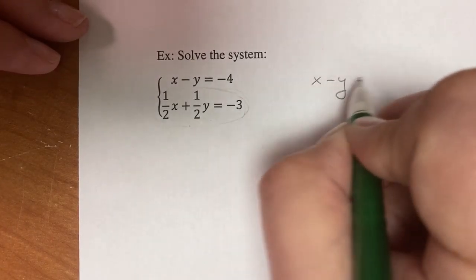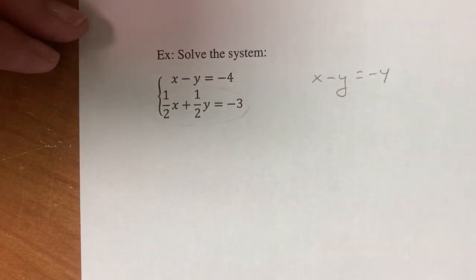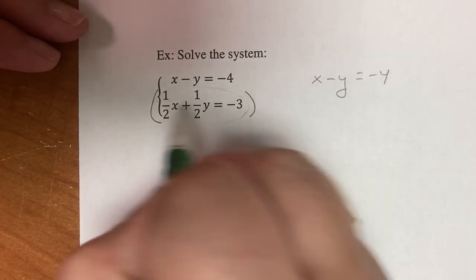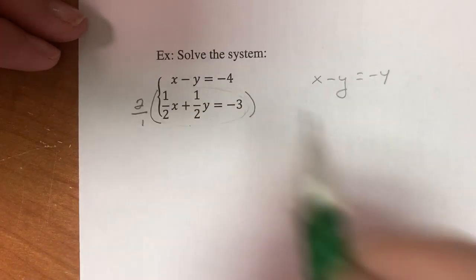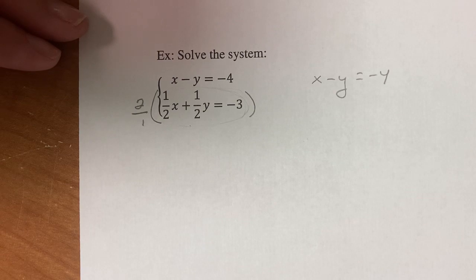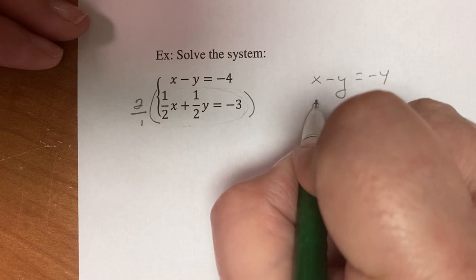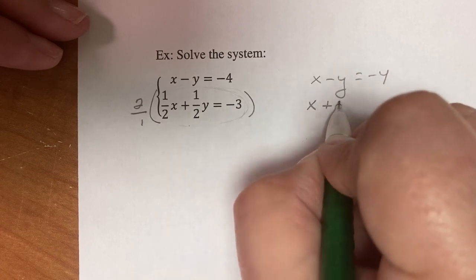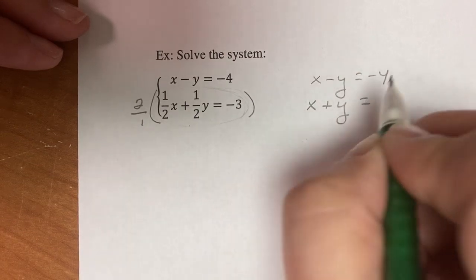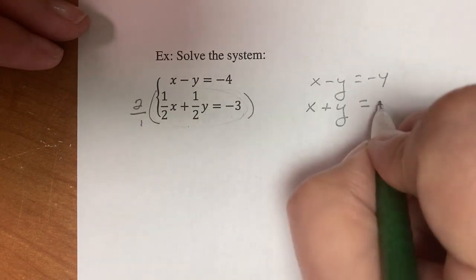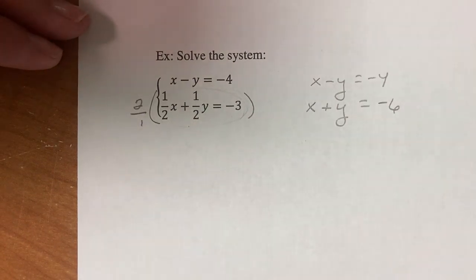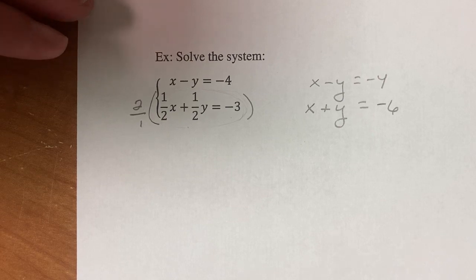So I'm just rewriting the top equation. If I multiply everything here by 2 over 1, that's going to help me eliminate the fractions. I'm going to get 2 times 1/2 is 1x plus 1y is equal to, don't forget to multiply this also by 2, and we get -6. So much easier to work with. Never work with fractions. Multiply through by the lowest common denominator to get rid of them. Okay, so this is beautiful.